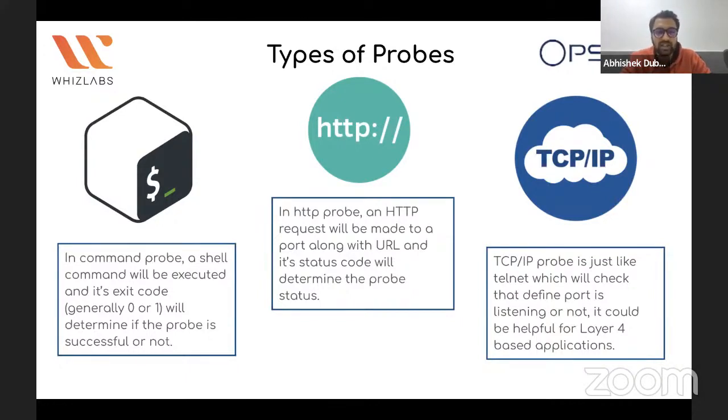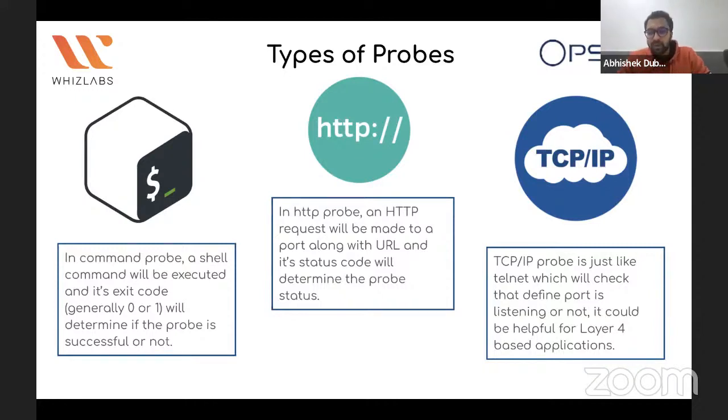So on the basis of the status code in the HTTP probe, we can define that my application is ready to serve the traffic or it needs a restart. The HTTP probe is for layer 7 based applications, where we define a port number along with a URL, it makes a request and checks whether the status code is valid or not.